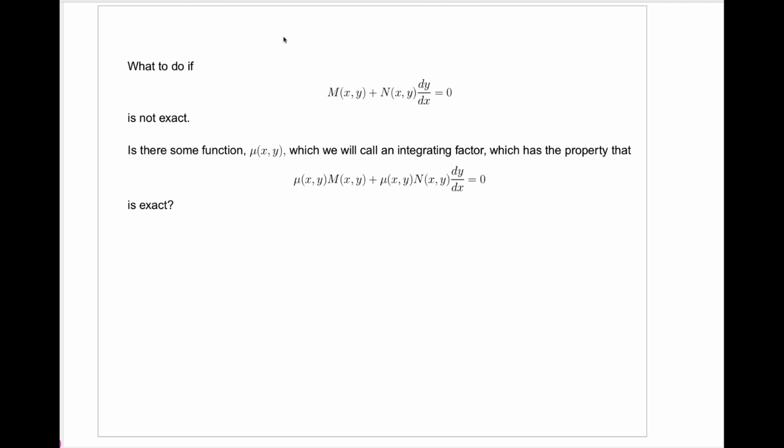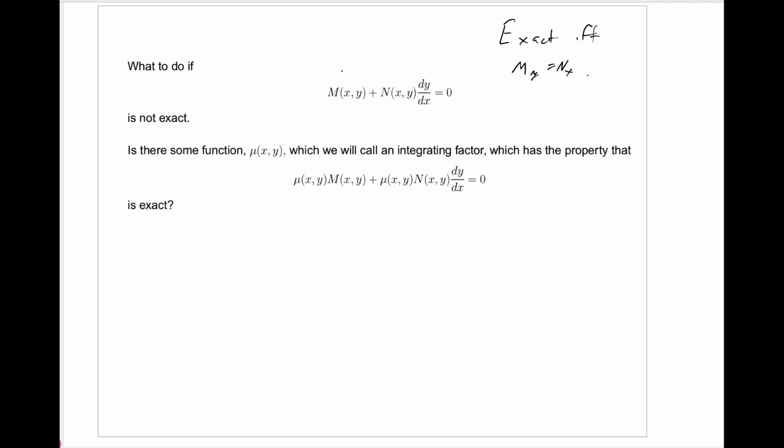We've already seen how to solve an exact differential equation. But what do we do if we have a differential equation in this form and it's not exact? In other words, we already know that the differential equation is exact if and only if M sub y equals N sub x. What if that's not the case?